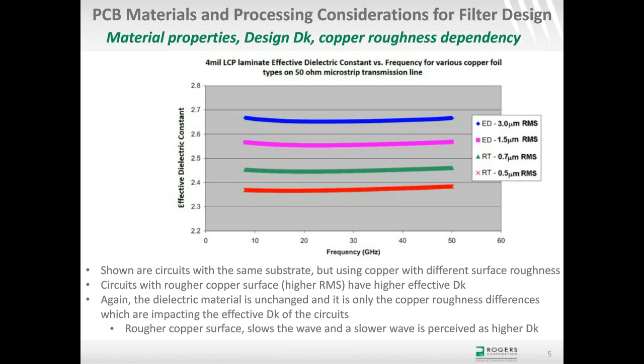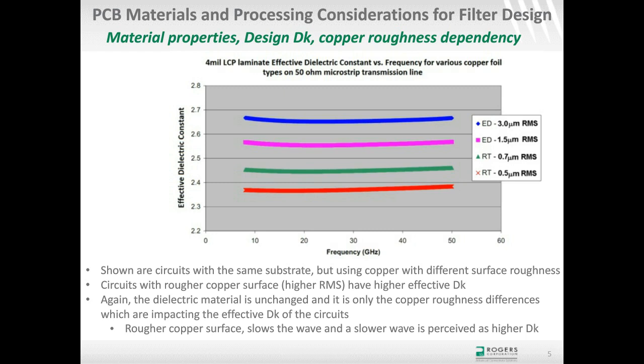There are a few interesting things here. One is you can see a big difference between the circuits with the smooth copper, the red curve, and the circuits with the rough copper, the blue curve, about 0.3 difference in effective dielectric constant. And keeping in mind that this is the same substrate, there is no difference in the dielectric constant of the material itself. This difference in effective dielectric constant is related to copper surface roughness variation only. Rougher copper slows the wave down, and a slower wave is perceived by the circuit as a higher dielectric constant.